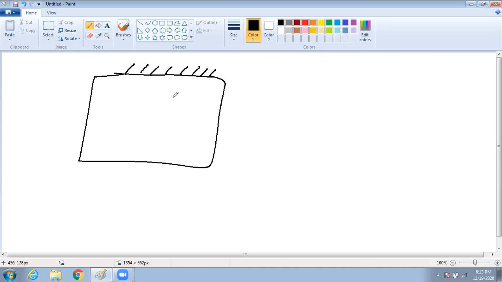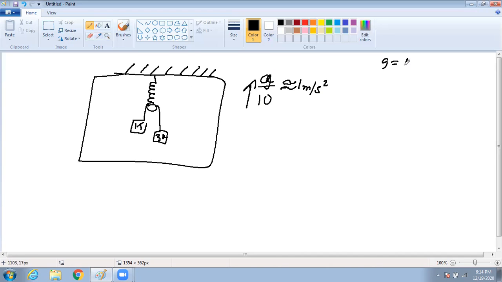The lift is moving upward, and there is a spring balance, and there is again a pulley here. Okay, this is maybe 1.5 kg, and this one is 3 kg. And the lift is moving with an acceleration of g by 10. That means how much? 1 meter per second square approximately. Yes or no? g is 10, so g by 10 will be how much? 1 meter per second square. Correct or not? So acceleration is 1 meter per second square.